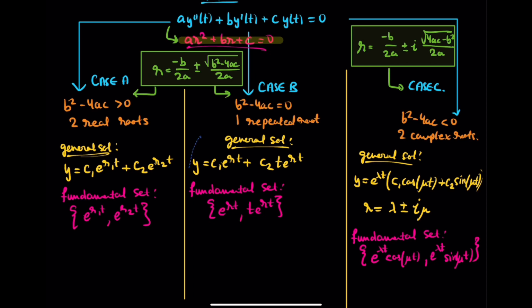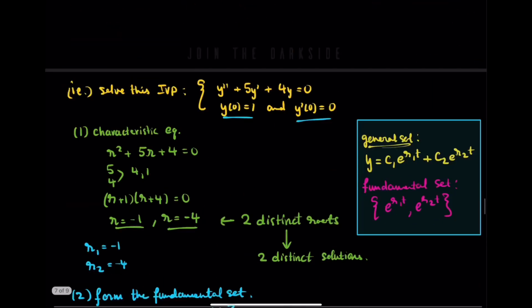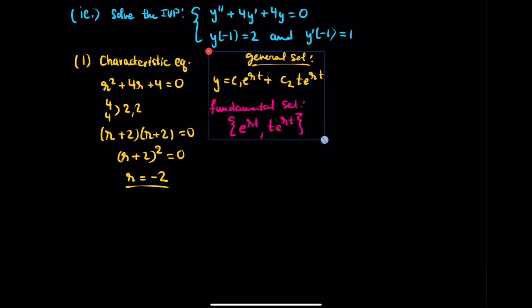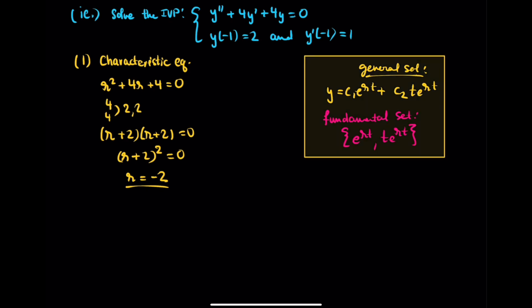Okay, so we need to use case B. This is where we're at. That's the first thing that should have gone off in your head. R equals -2, so then you form your fundamental set. That's the first thing you do, right? When you form your fundamental set, your y1 is e to the -2t, and your y2 is t e to the -2t. And these two y's will span your general solution.